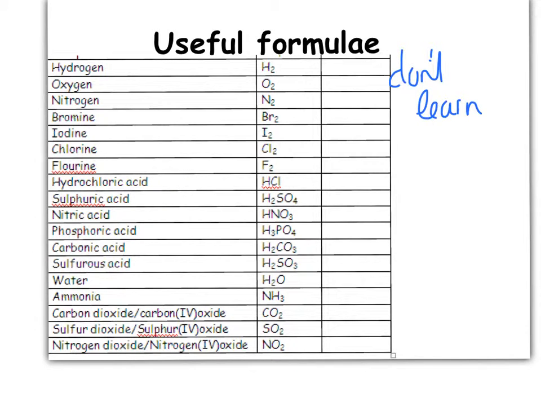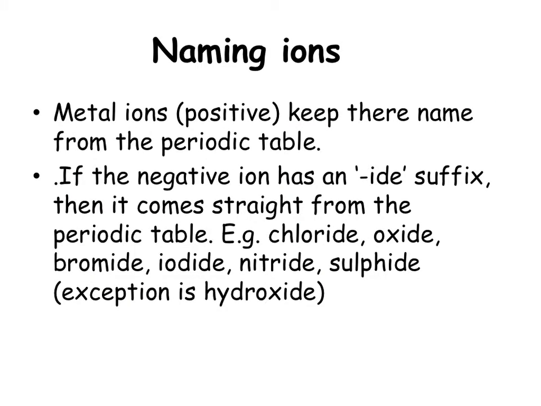It will be given to you. When you name ions, metals always keep their name straight from the periodic table. So let's take something simple like sodium chloride.